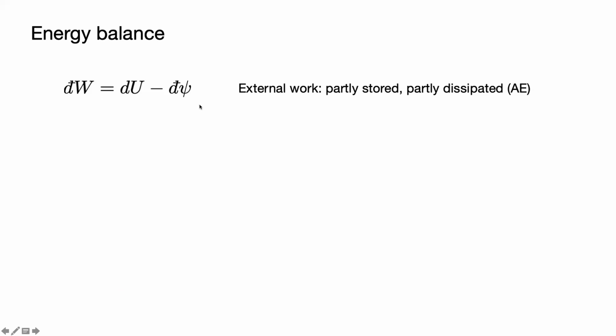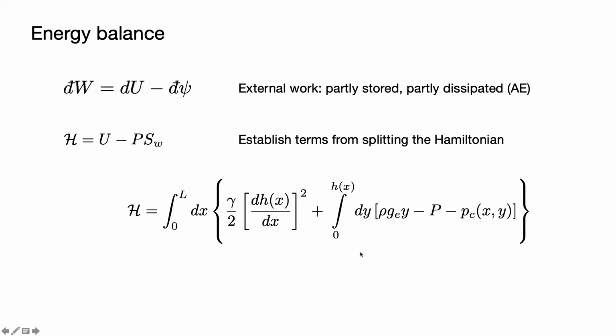So how do we establish those? And this d-bar is for non-state variables. So U, as I will show, is a state variable. These are non-state variables, of course, in the thermodynamic sense. So how do I establish U and W? Well, I split the Hamiltonian into two parts. I write it as U minus P S_W. So P S_W is just the integral of h times dx along the lateral length.